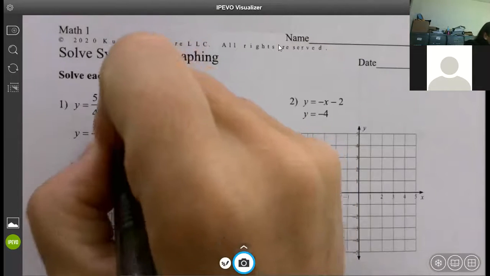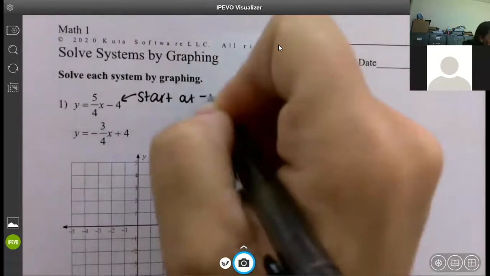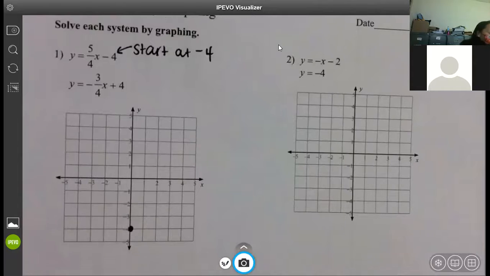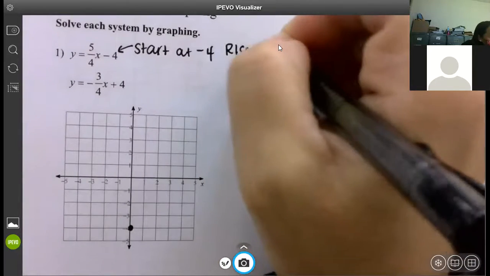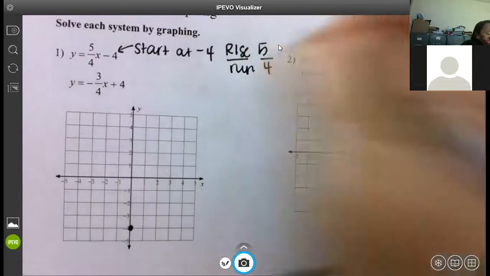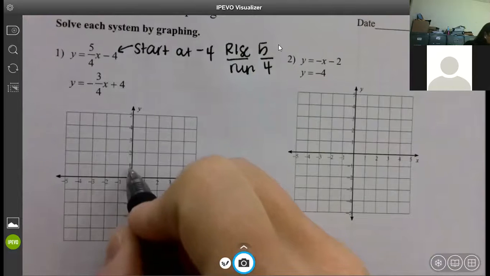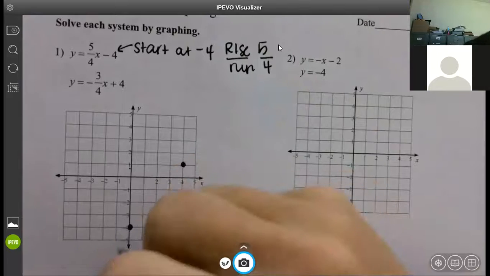Okay, so we're going to start at -4. So I'm going to put my dot down there. And then it says rise 5, run 4. I'm going to rise 5, 1, 2, 3, 4, 5, and run 4. I can't do any more on my graph, so I'm just going to connect those.